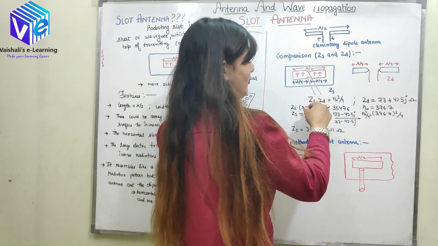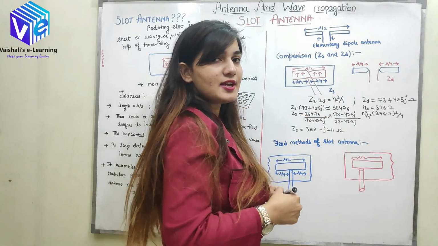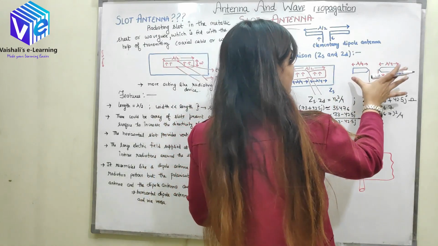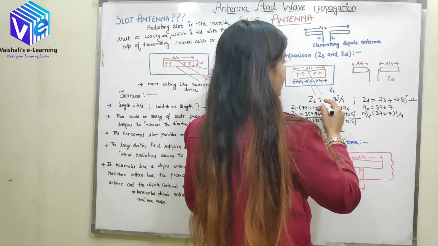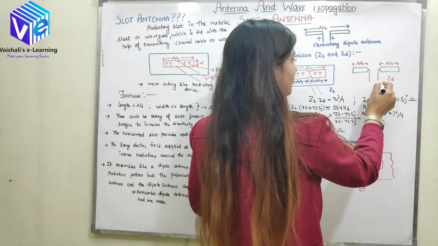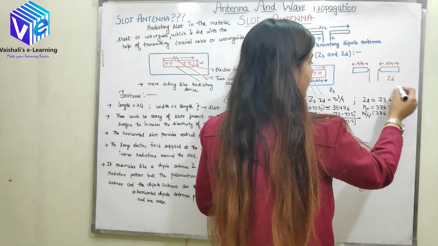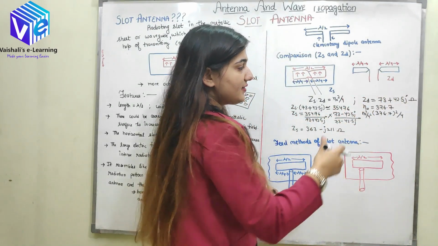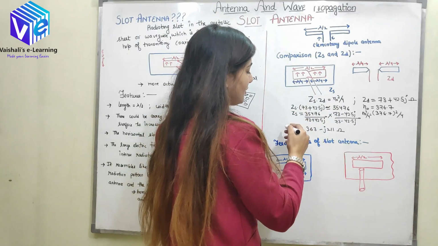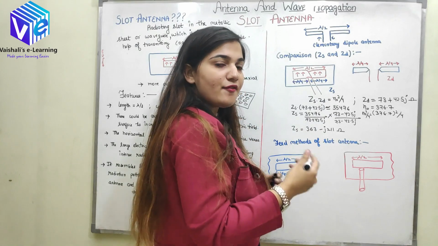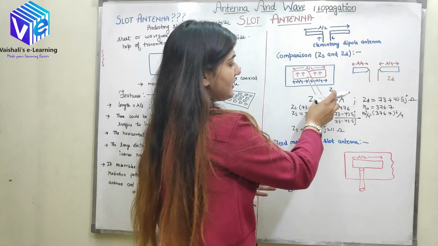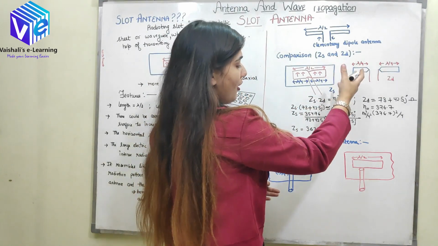This is how I can find out the relation between ZS and ZD. Now for any value of ZD I can find out ZS, for any complementary value of ZD, which could be of any length. Firstly I took the length to be lambda by 2, so ZD was this. Now if I change the length, ZD would change and similarly ZS would change. So I can find out the impedance of slot antenna for any impedance of dipole antenna, which means for any length of dipole antenna.